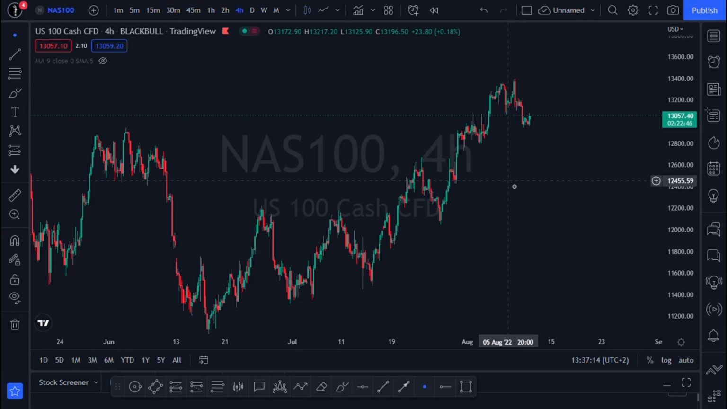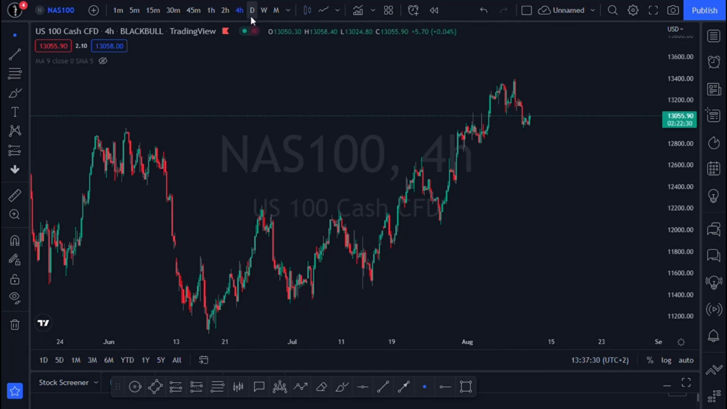Alright guys, so today we'll be looking at a couple of indices, mainly Nasdaq, US30, probably Ger30, and then we're gonna have a look at maybe GBPJPY. Okay, cool. So we'll be analyzing 4 of these trades today, and firstly we'll be starting with Nasdaq.